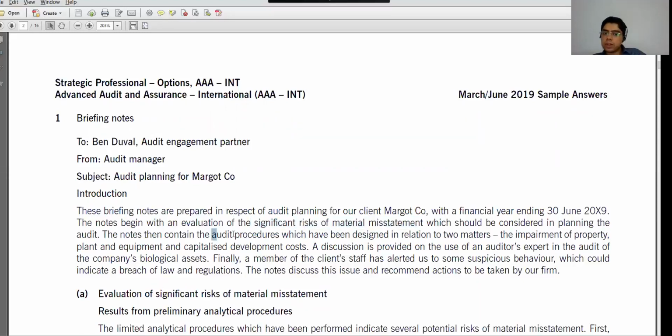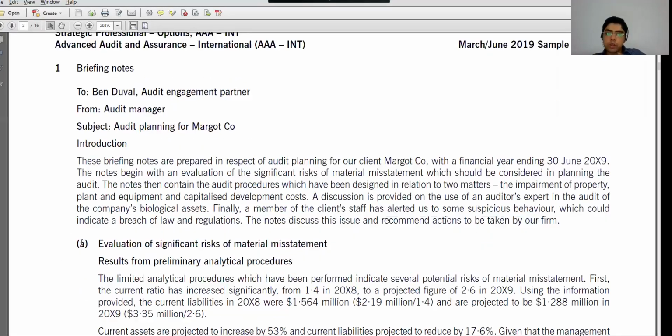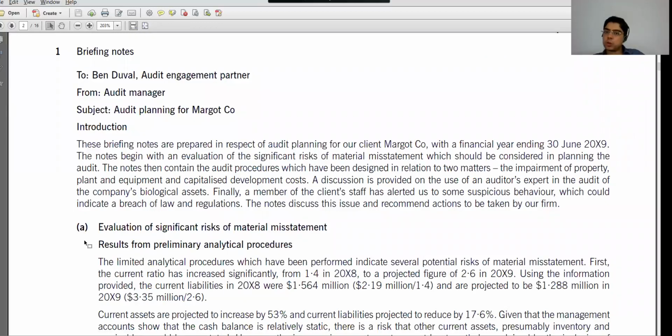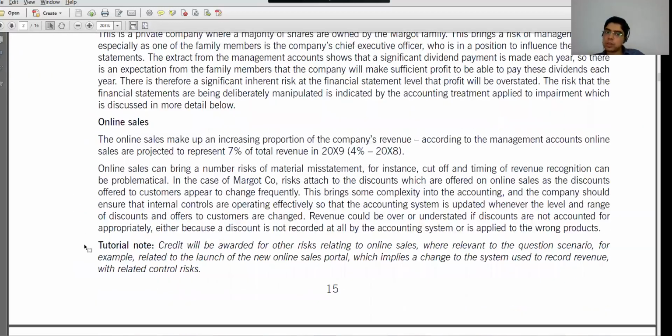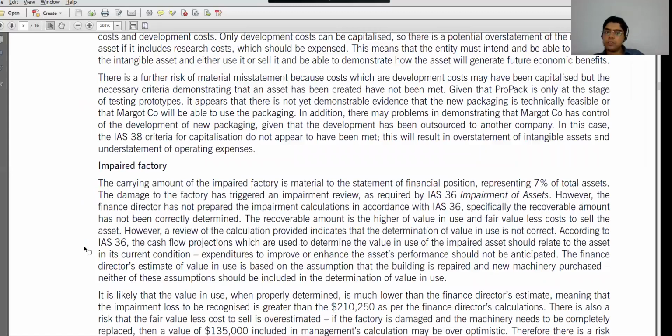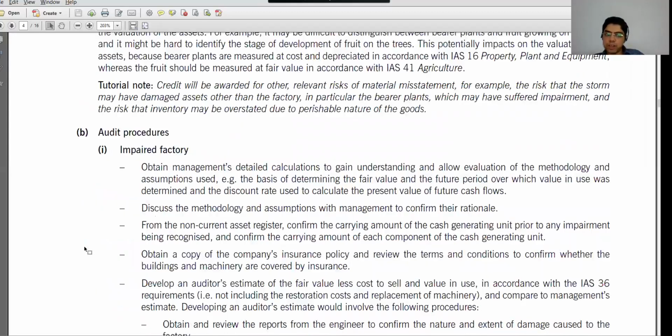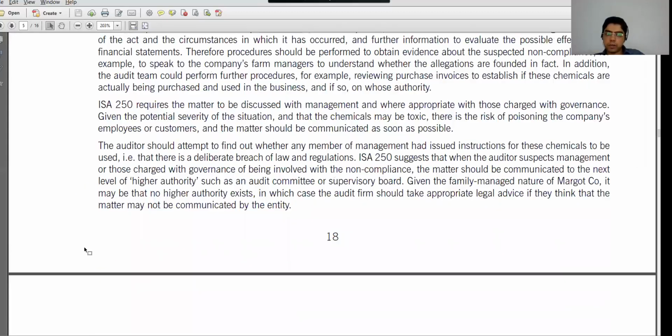Then they're going to cover the audit procedures regarding two important matters. Then it's going to talk about the use of an auditor's expert in the audit of the company's biological assets, and the suspicious behavior which indicates a breach of laws and regulations. That's what it's going to talk about, and the actions to be taken by our firm. Then you're going to split your briefing notes as per the requirements contained in the partner's email, so that he can readily find where the relevant material has been discussed as per his requirements.